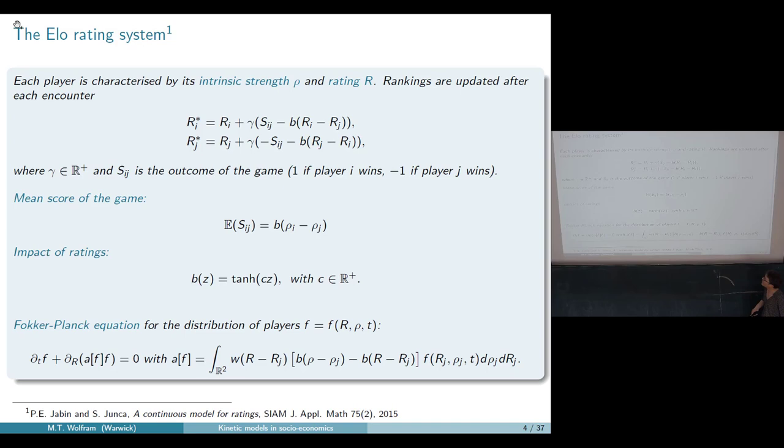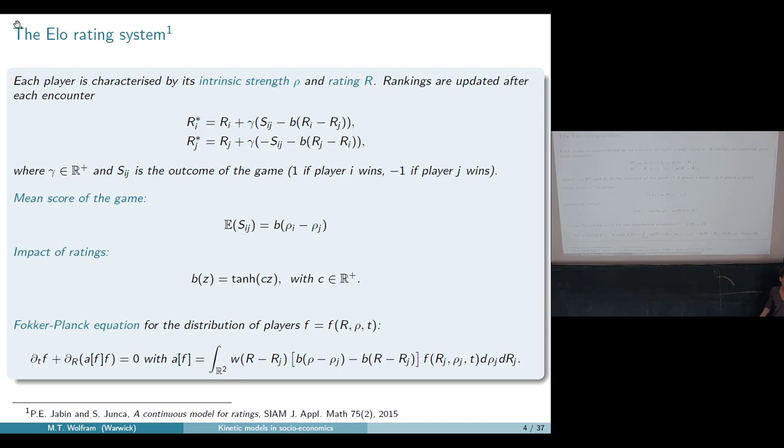And what they showed is actually, this is the model that they proposed. The B is our tangent hyperbolic. This is how you update those rankings. And if you want to find the stationary state of the system, the only possible stationary state you will obtain is if your rankings converge to your strengths. And that's what they showed, and I will show this to you in a minute. But in principle, you play, you get the score. The score depends on the difference between your strength levels. You update the ranking, and in the end, you want to know: is my ranking converging to the strength?